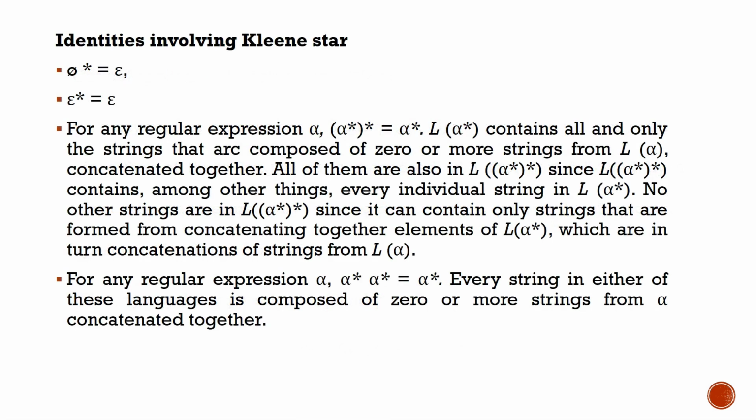Then let us learn some of the identities involving the Kleene star. The first one is null star is epsilon. This you have to remember. Null star always yields epsilon. Epsilon star is also epsilon. Alpha star whole star is nothing but alpha star. Once we write it, it is enough. Then alpha star concatenated to alpha star is alpha star. These are some of the identities using the Kleene star.